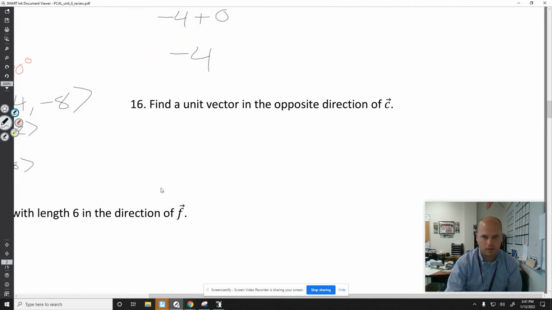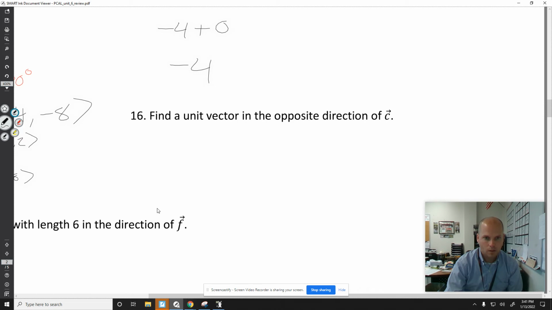You can also put that in the other form. Find a unit vector in the opposite direction of C. C's at 2, 2. I mean, this is pretty easy. I wish this was a little bit harder. I wish it was like 3, 4. So I'll do both. Because I can kind of just figure out 2, 2.